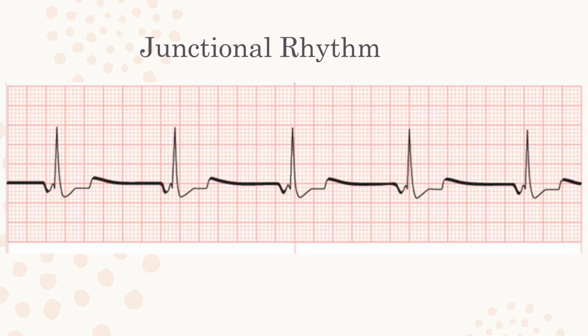So you've got an inverted P wave before each QRS. Your R to R looks to be about, let's see, 1, 2, 3. We're gonna do 6 seconds here. So you've got a rate of about 50.